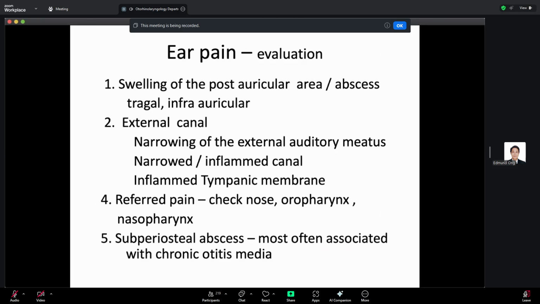So most patients will come to our clinic because of ear pain. When you have a patient with ear pain, you need to look for a lot of things. Of course, look for swelling in the post-auricular area, and look for abscess. Touch the tragus to check if it is tender, and of course the external canal. Look for any narrowing, inflammation, or even foreign body in the external ear canal. Okay, next slide.